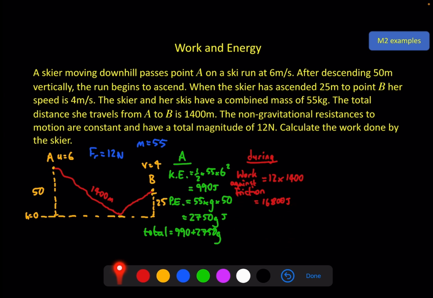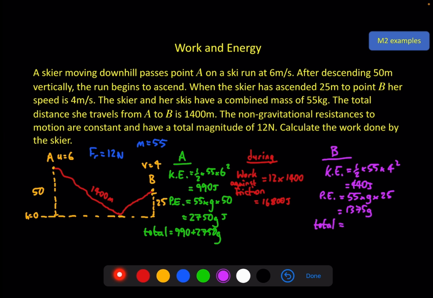But just to emphasize that that must be something, I'm going to do the end first, because we know everything about the end. We know the potential energy and the kinetic energy. So let's do the endpoint B. The kinetic energy is equal to 1/2 times the mass times the speed squared. That's 440 joules. The potential energy compared with the zero level is mass times gravity times the height, 1375 g. So the total energy at the end is 440 plus 1375 g joules.